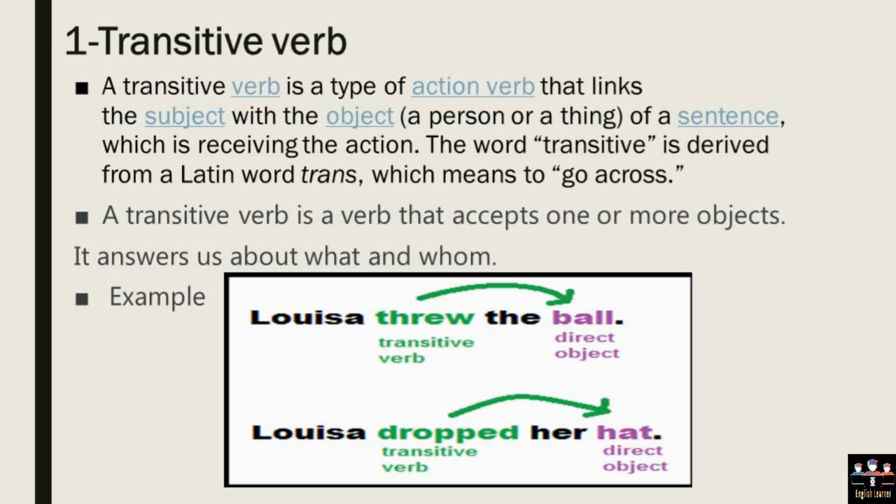Next example is Lucia dropped her hat. In this example as well, dropped is actually the transitive verb because it is indicating what Lucia dropped. She dropped her hat.